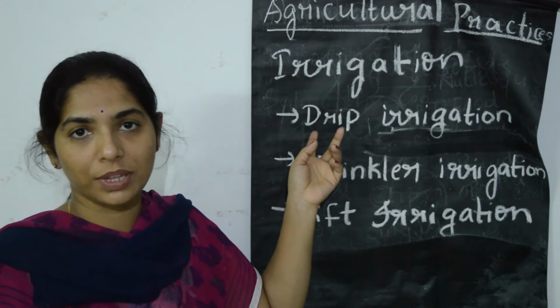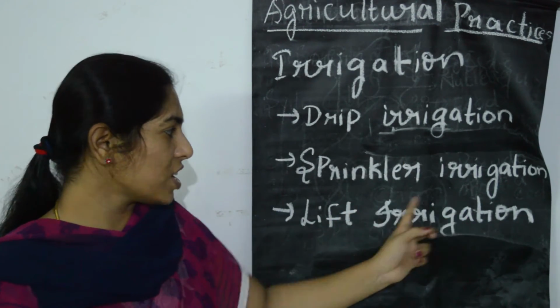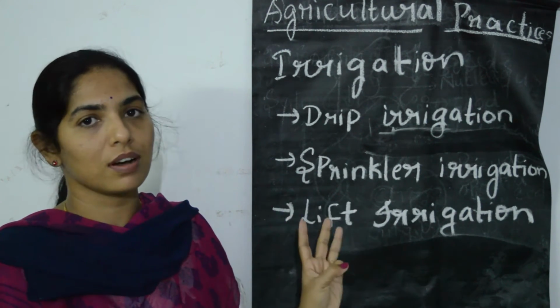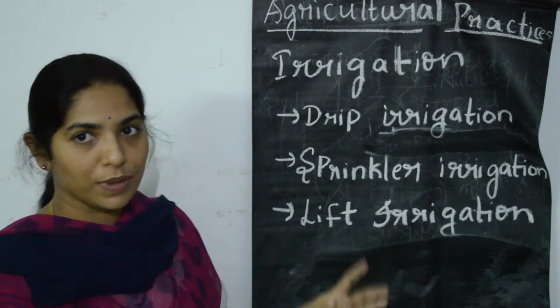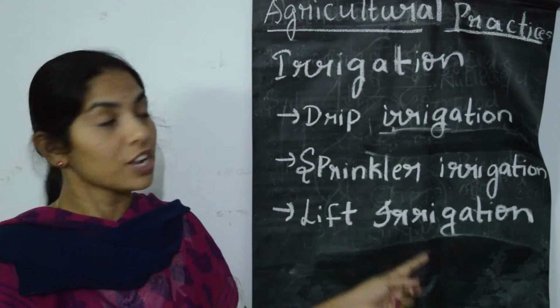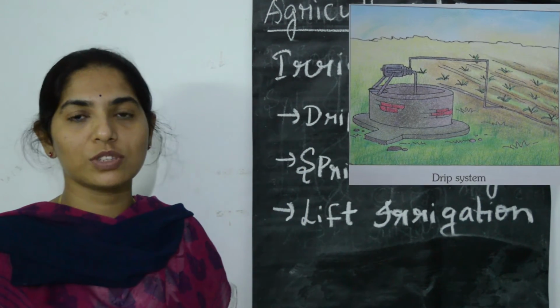To use water more economically, here are some modern methods of irrigation. So, three modern methods of irrigation: drip irrigation, sprinkler irrigation, lift irrigation. So, what are the three types of modern methods of irrigation? Drip irrigation, sprinkler irrigation, and lift irrigation. So first we will see drip irrigation. Now this is one of the most economically used methods.